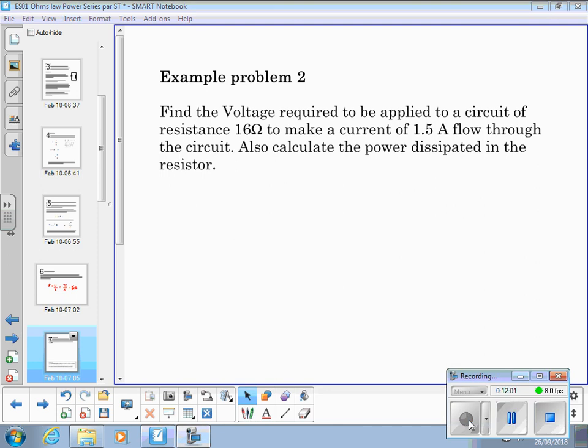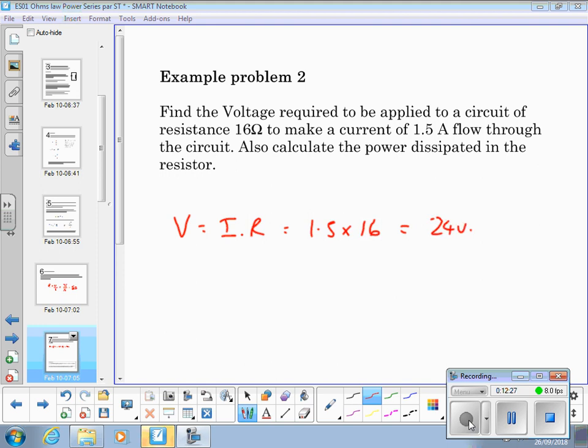So how have we gone about this then? Okay. Well, the first one's 1.5 amps times 16 ohms. Yeah, so V is I times R. What's that? 1.5 times 16 equals 24 volts. Yeah? And I used power equals I squared times R. 1.5 squared times 16 equals 36 watts.